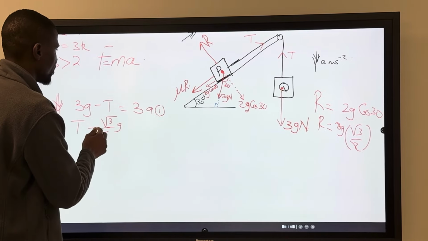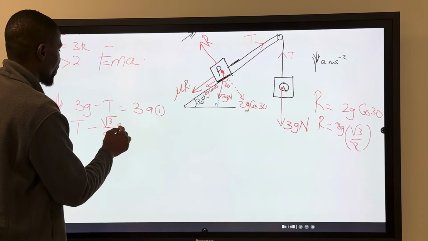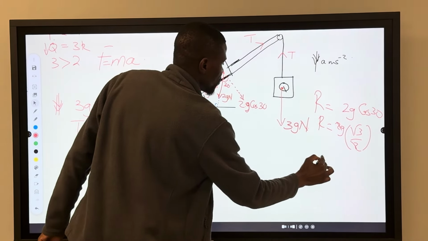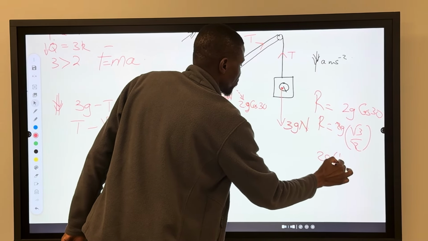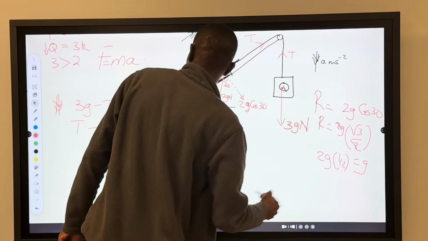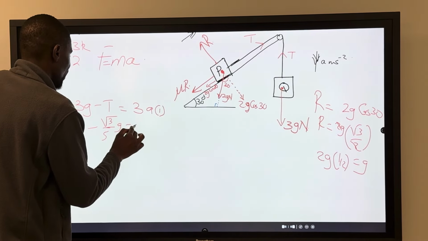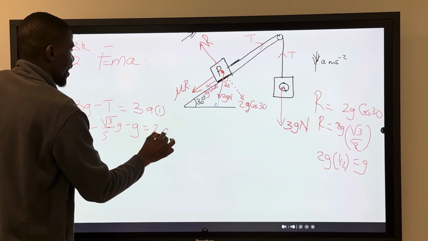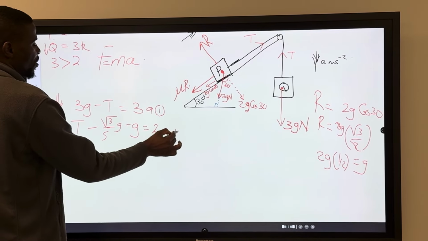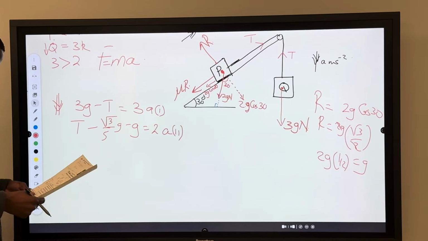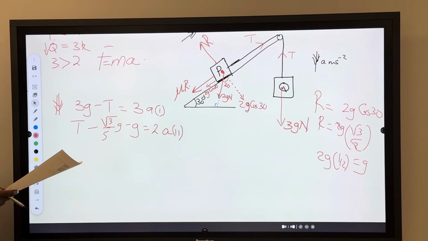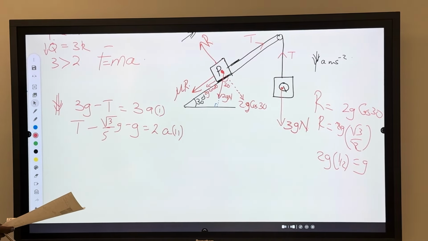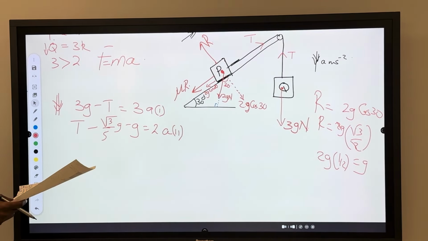Then our mu is 1 over 5. Then we also have another force here. So if I say 2G sine 30 is 1/2, so it is just G. So minus G should equal to 2A. Right. So we have to solve these two simultaneously, these two equations involving T and A.